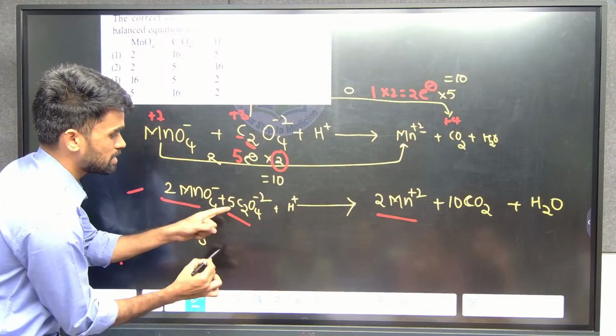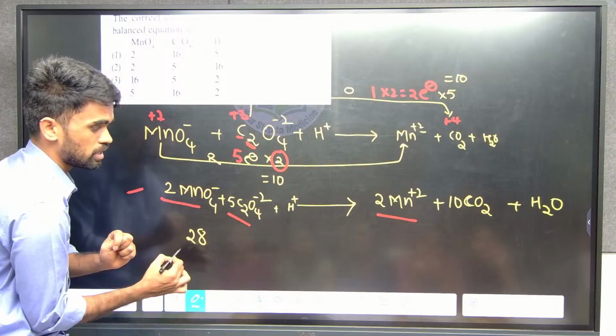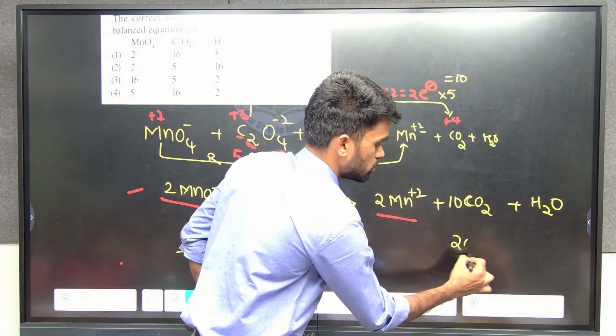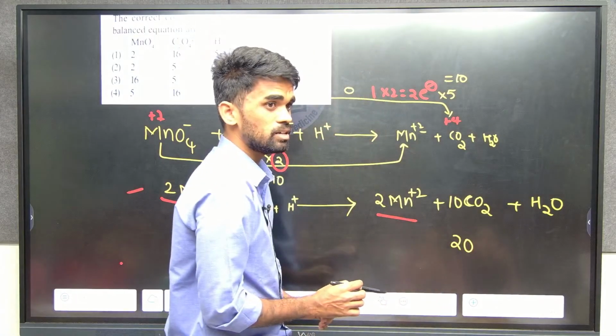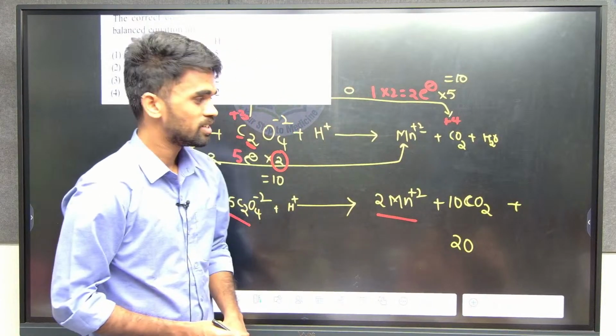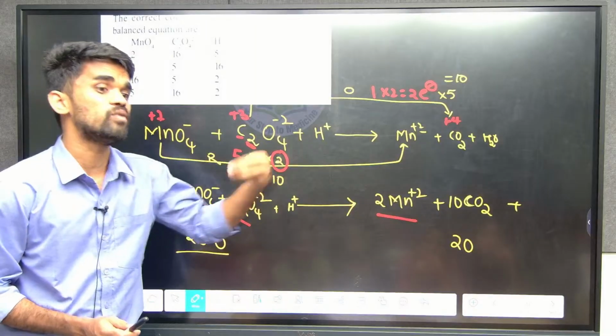Next, how many oxygens are there on this side? 8 plus 5 fours, so 28 in total. 28 oxygen atoms on this side. On this side, how many are there? 20. So 20 are there now. Wherever oxygens are less, on that side you add water molecules.